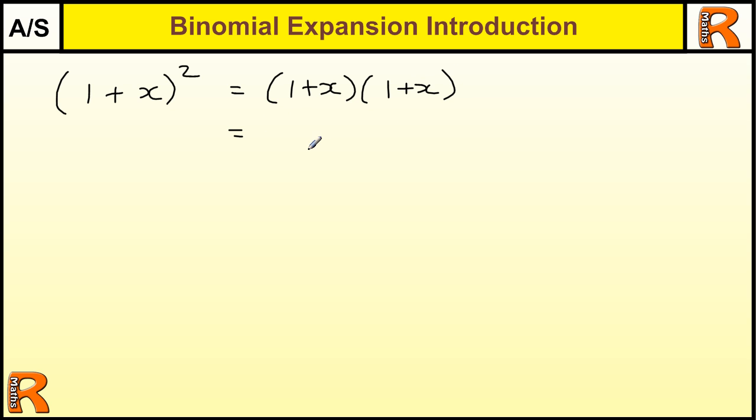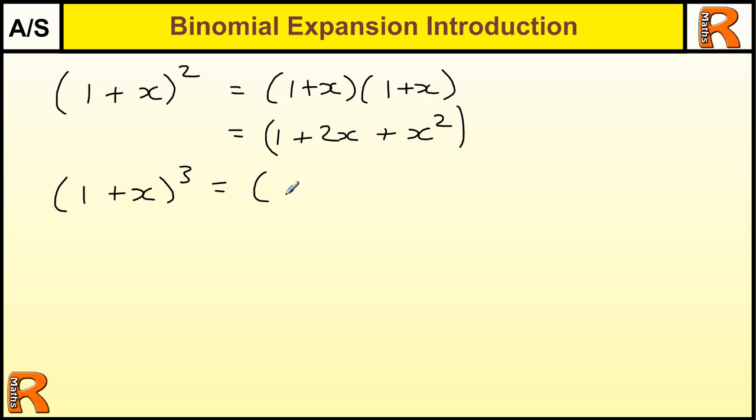And we should be able to work out that that is 1 times 1, 1 times x, 1 times x. So I get 2x and x times x, which is x squared. Now, if it starts to get more complicated, so I increase the power, (1 + x)³, I will have this bracket, which is (1 + x)(1 + x), so that's the squared, and then I have to times by another (1 + x).